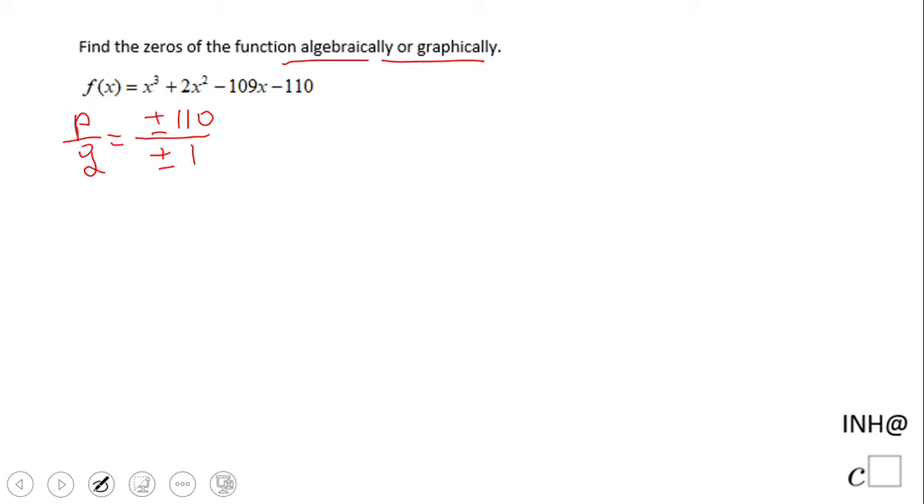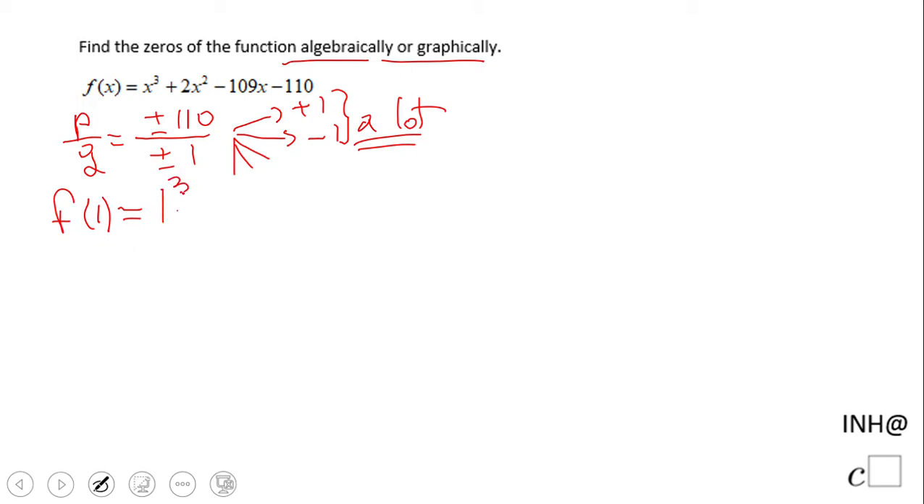So we have a bunch of possible roots, but two of them are positive 1 and negative 1, right? Of course, there are so many others, a lot of them. I'm not going to stay and check all of them. I'm going to try the two easy ones. So how do I do that? I'm going to use the Remainder Theorem or the Factor Theorem. Either one is good. Here I'm going to plug 1 in.